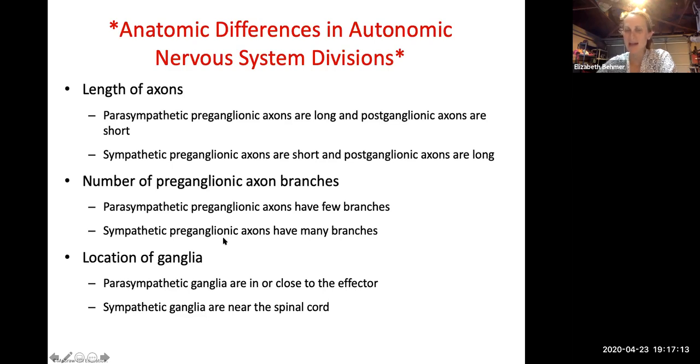Location of the ganglia. Again, a ganglion is where that synapse occurs, where the neurotransmitter acetylcholine, or another neurotransmitter, is released to go to the postganglionic axon. The parasympathetic ganglia are close to the effector. The effector is the part of the body that it's controlling. And the sympathetic ganglia are near the spinal cord. The sympathetic ganglia you can see with just your naked eye. If we were to dissect a cadaver, you could see sympathetic ganglia traveling on either side of the spinal cord. And I'll show you a picture of that too.